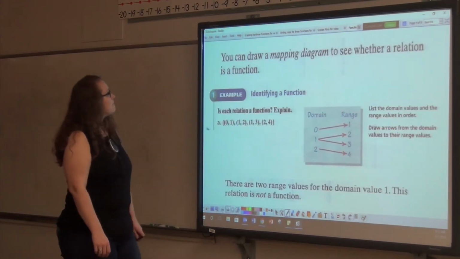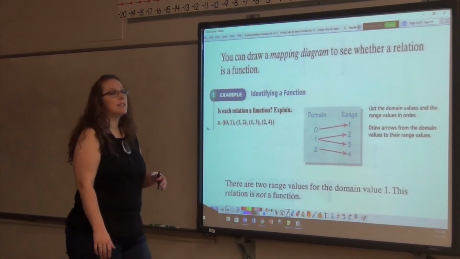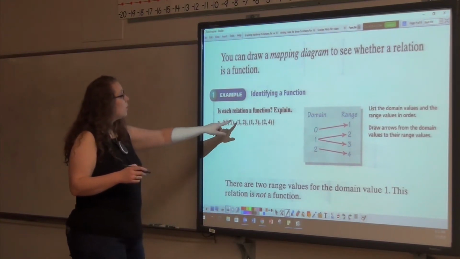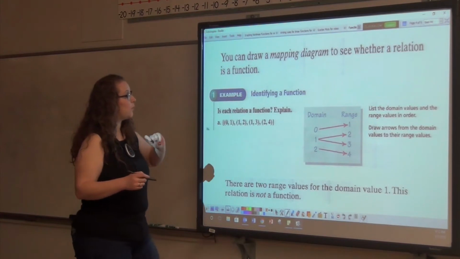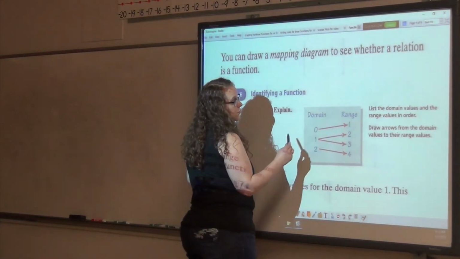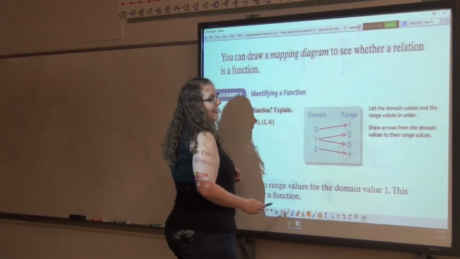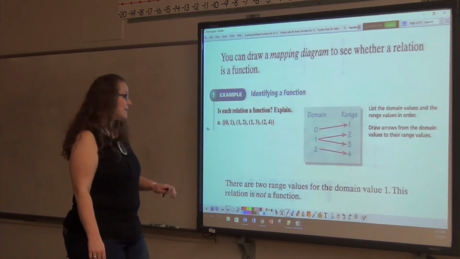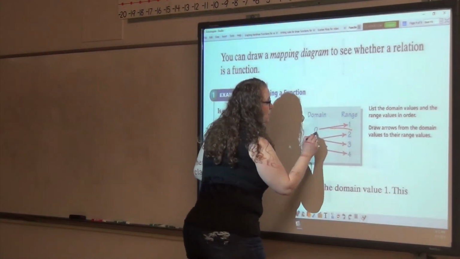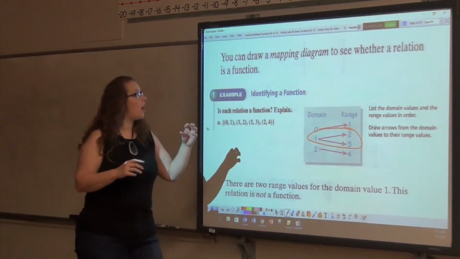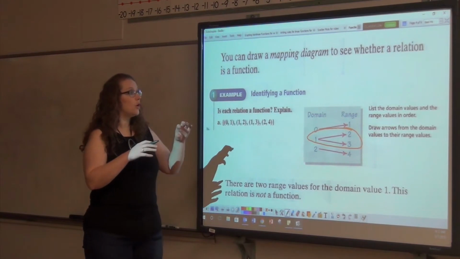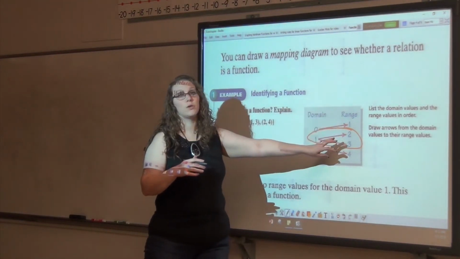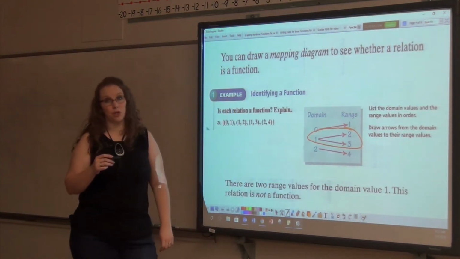All right. You can draw a mapping diagram to see whether a relationship forms a function. So in this case, we've got 0, 1, 1, 2, 1, 3, and 2, 4. So I have 0 that goes to 1, I have 1 that goes to 2 and 3, and then I have 2 that goes to 4. So because of this right here, where one of our numbers in our domain goes to 2 different numbers in our range, it does not form a function.